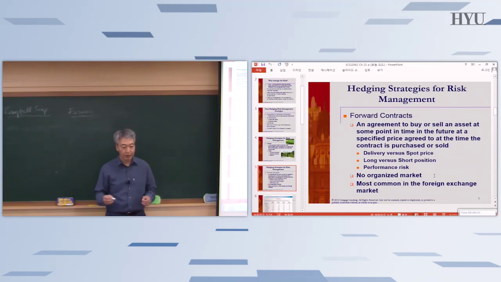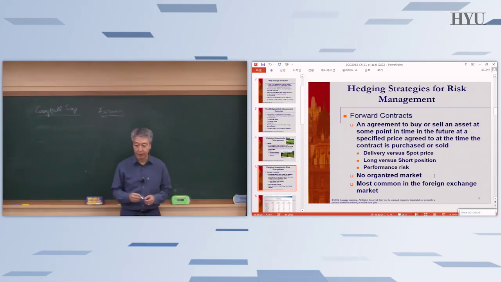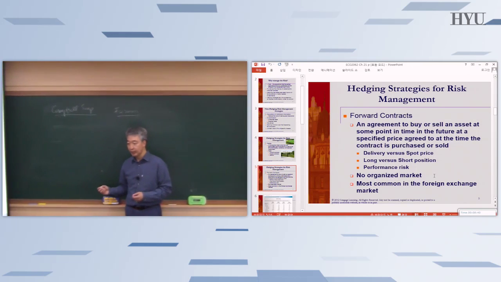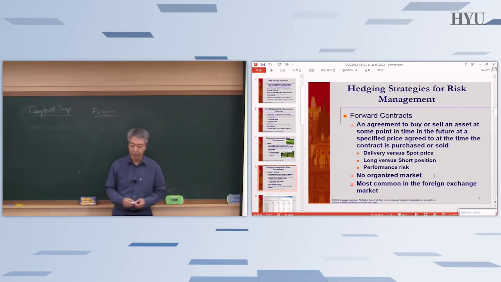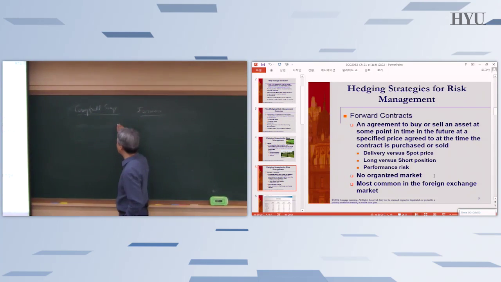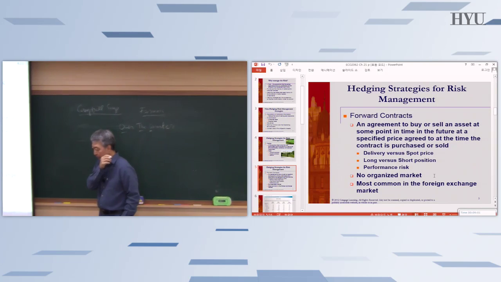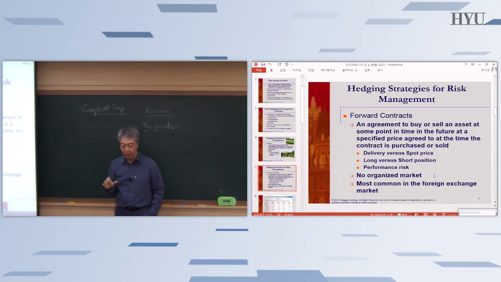So the forward contracts are made between individuals. One company to another company, one individual investor and another investor, something like that, right? And it is on OTC, over the counter. We call it OTC trading. So it's simply a contract between individuals.